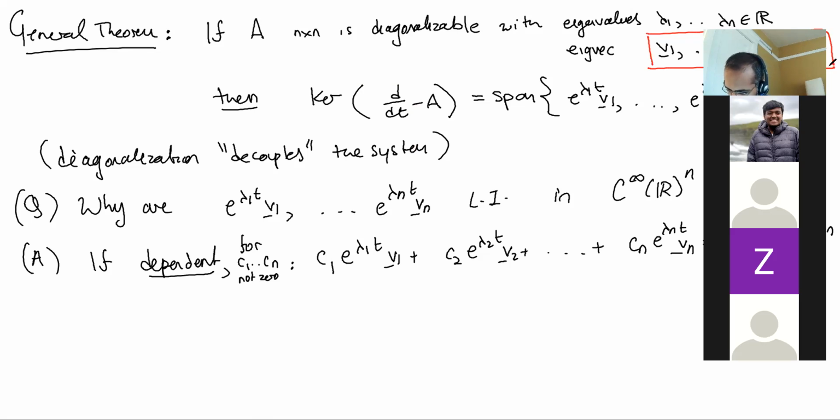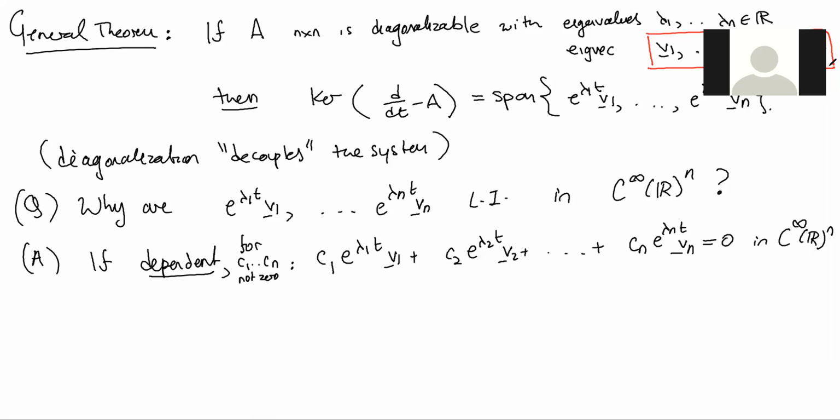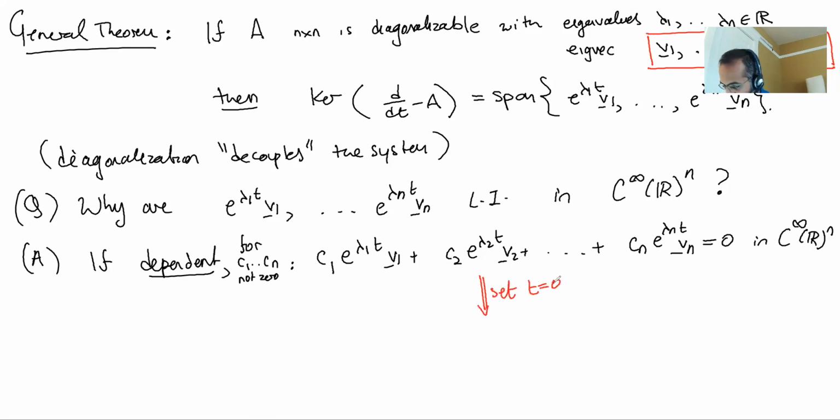Oh, that's a good point. Set t equal to 0, and then you'll see c1 v1, c2 v2, and cn. Yeah, so actually dividing can be made to work, but the easiest way is just set t to be equal to 0. You can do that, right? This is an identity of functions, so in particular, it's true for every t. When you set t to be 0, you get c1 v1 plus c2 v2 all the way up to cn vn equal to 0. These are now just vectors in Rn.